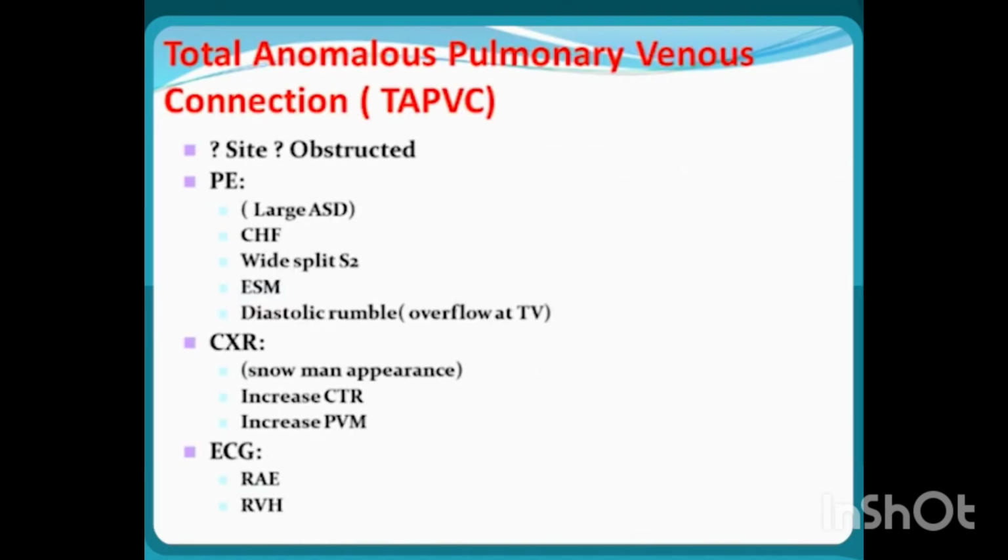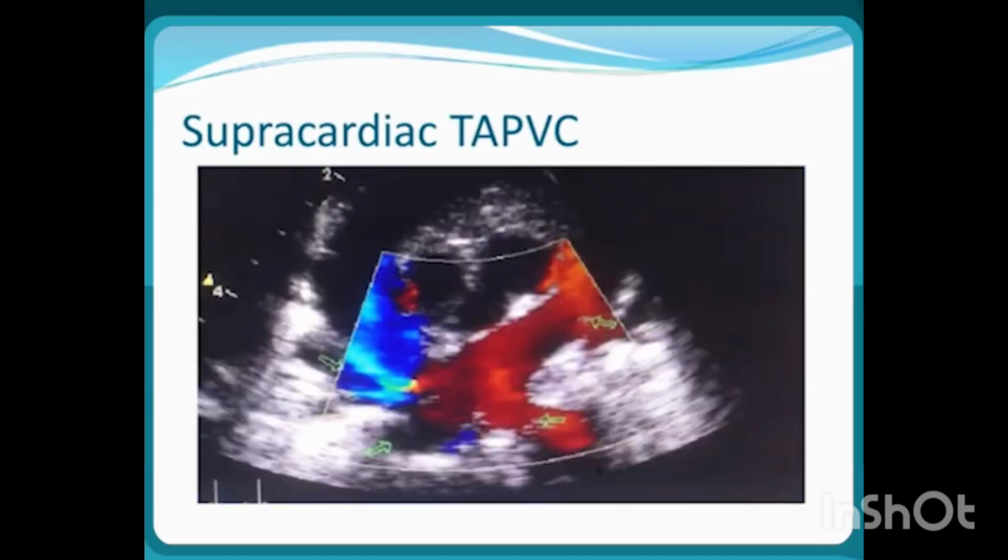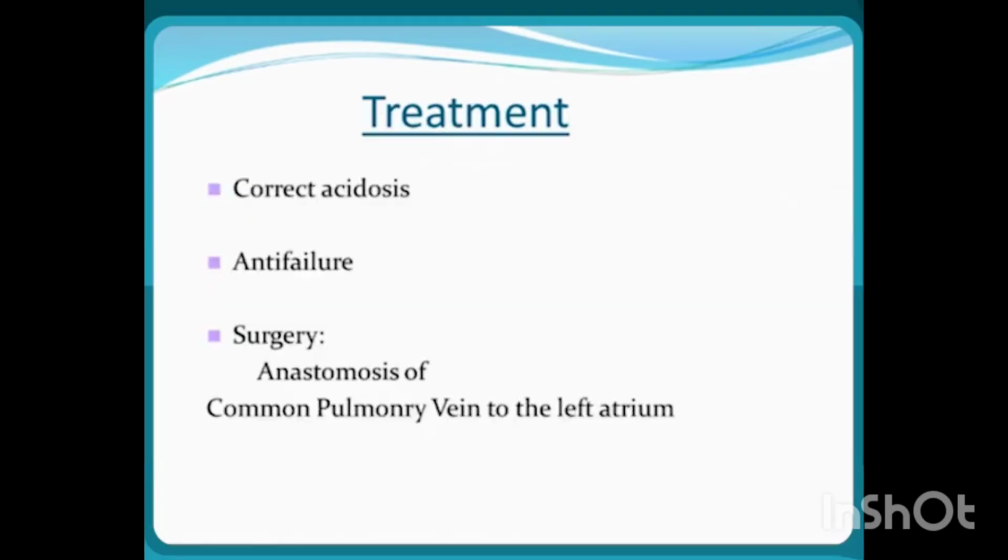TAPVC: you have to diagnose it very early if it is obstructive TAPVC. In obstructive TAPVC you have to go for emergency surgery. Otherwise, you can plan it at 4 to 6 weeks of age. This is an example of supracardiac TAPVC. It clearly shows the different pulmonary veins draining into the common chamber and then into the ascending vertical vein. Treatment in all these patients is to correct the acidosis, then antifailure treatment, and then surgery is the definitive treatment.